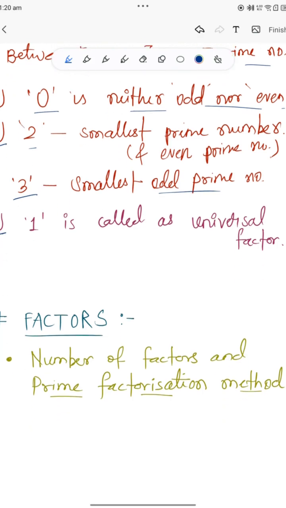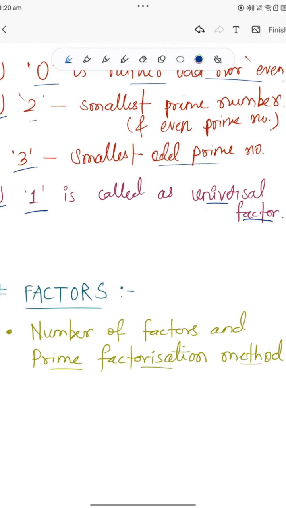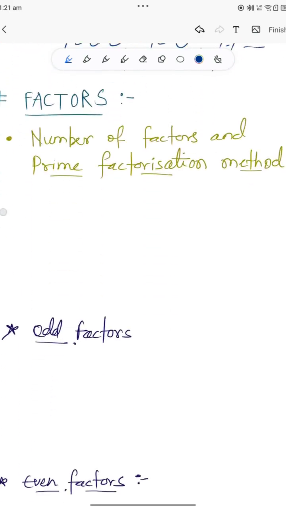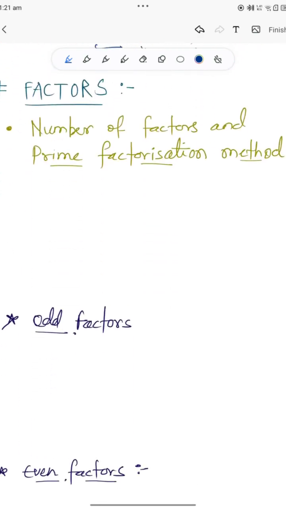Okay, so the fifth one is called universal factor. Why do we call 1 the universal factor? Because there is no number in the world whose factor is not 1. Suppose we are taking 1000, 100, or 99, everything will have 1 as its factor. Okay, what are factors? Factors are basically the numbers that divide the particular number.